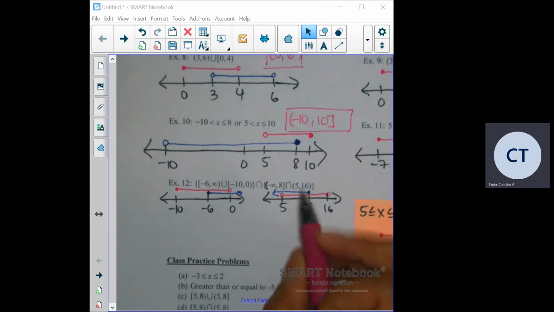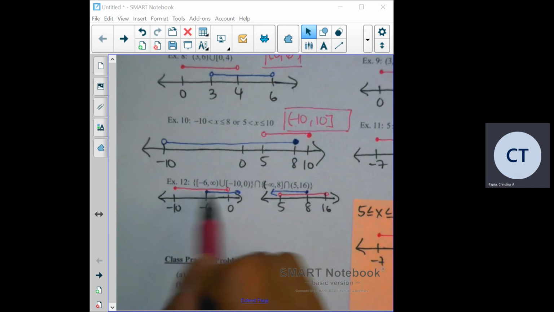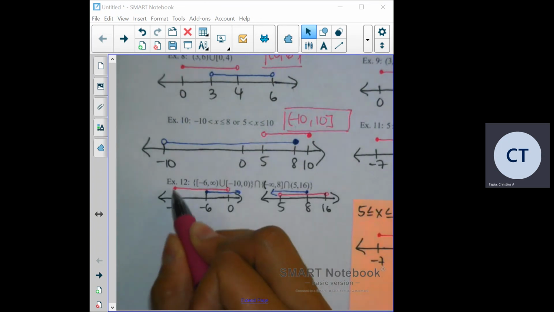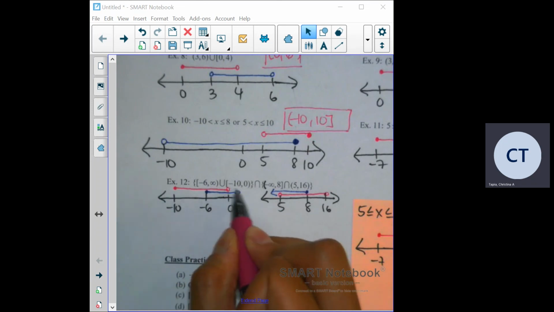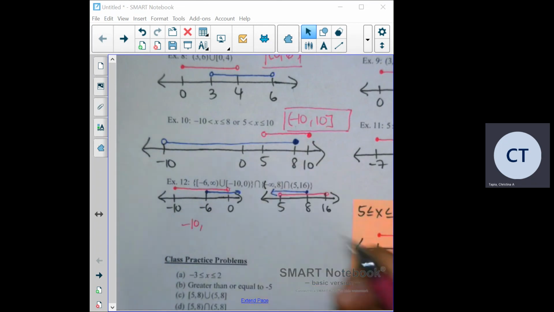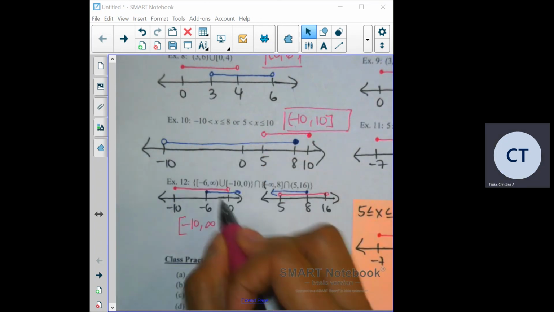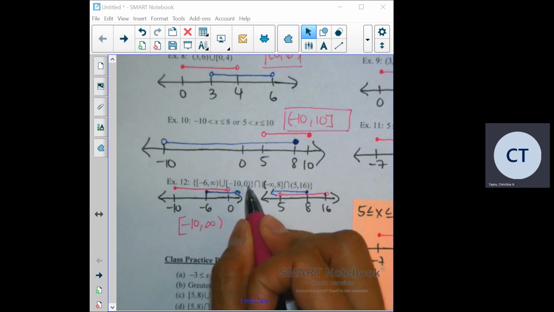Okay, so for the union, for this first one, the union is everything. So this is going to go from -10 all the way to, this arrow means it's going to infinity. So we're going to make -10 to infinity. This is a parentheses, this is a bracket. That's the answer for the first big parentheses.